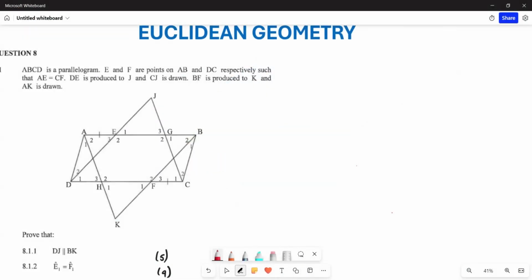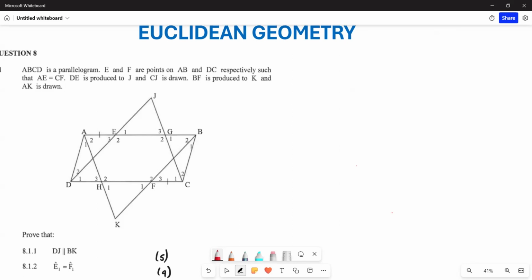Now, let's look at question 8. They say ABCD is a parallelogram. E and F are points on AB and DC respectively, such that AE is equal to CF, right? Now, what is it that you are going to do from here? They say BF is produced to K and AK is drawn.